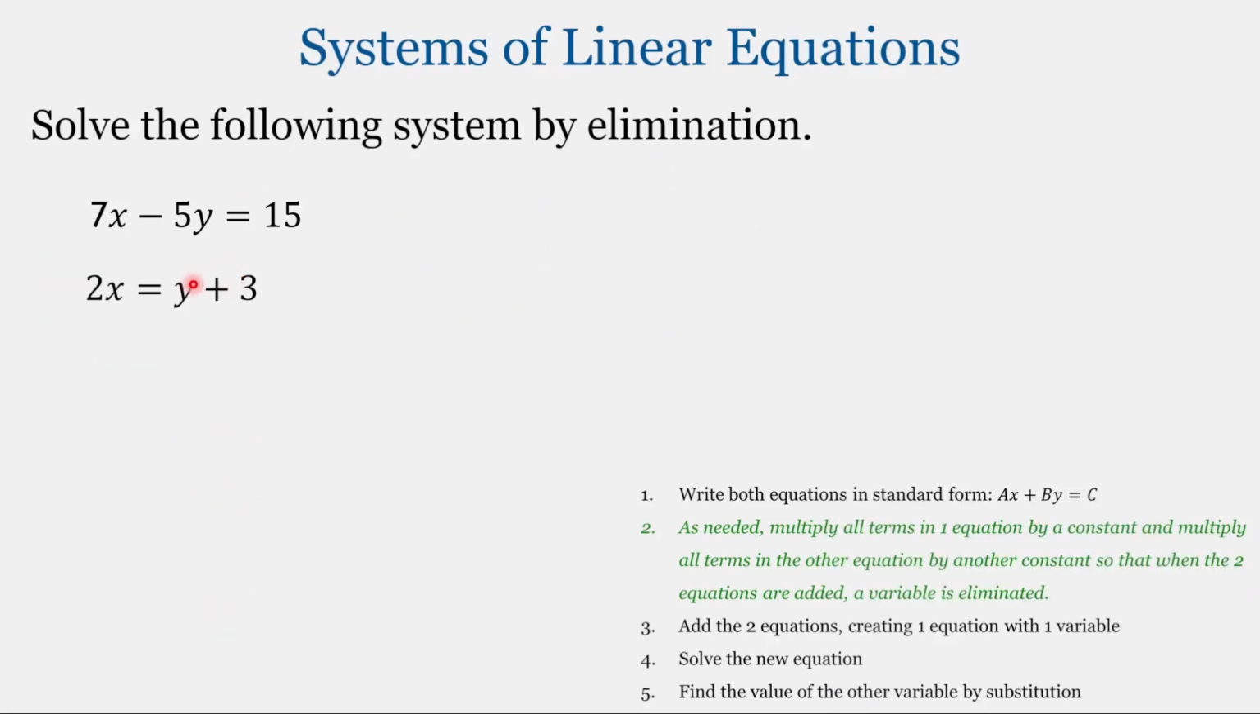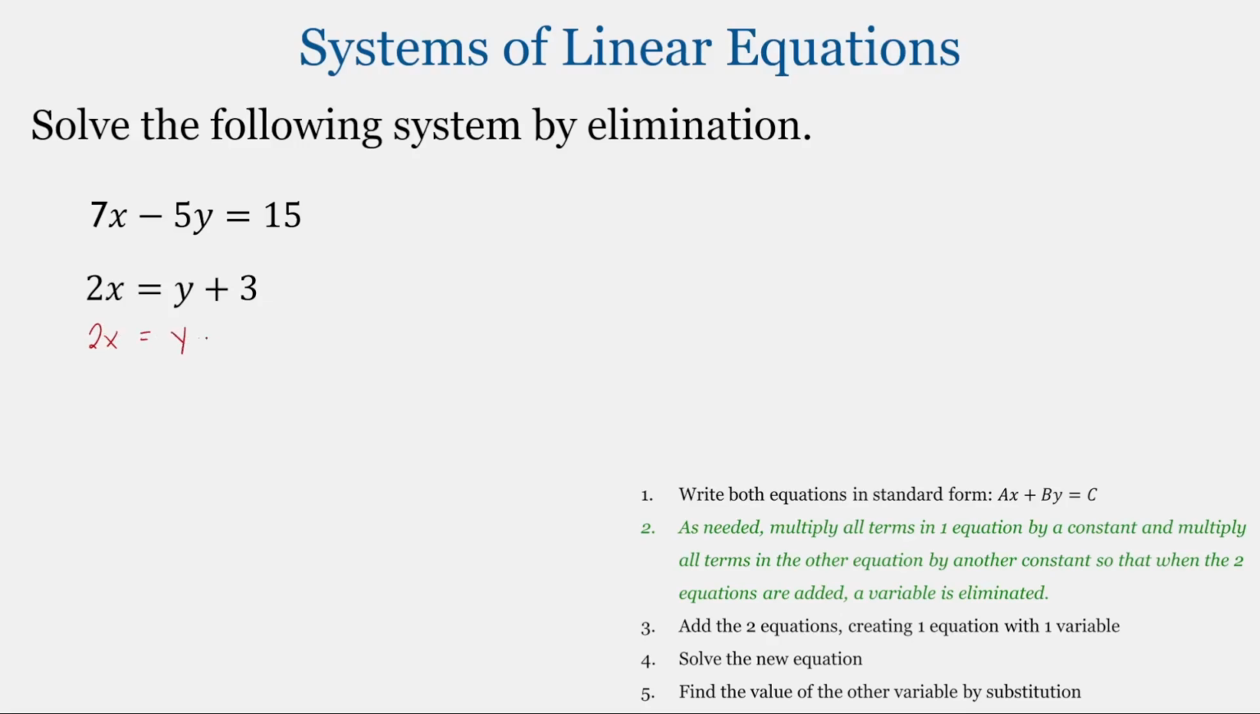Let's practice one more. So solve the following system of linear equations by elimination. We have 7x minus 5y equal to 15, and 2x equal to y plus 3. Looking at these steps, the first step is to write both equations in standard form. So the first equation is in standard form, but the second is not. So let's rewrite this second equation in standard form.